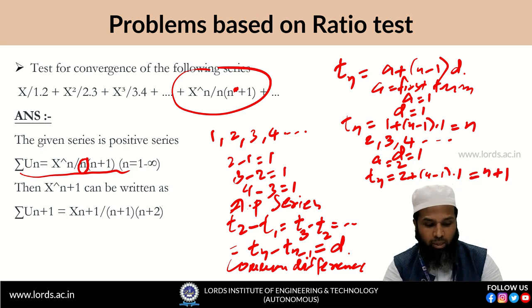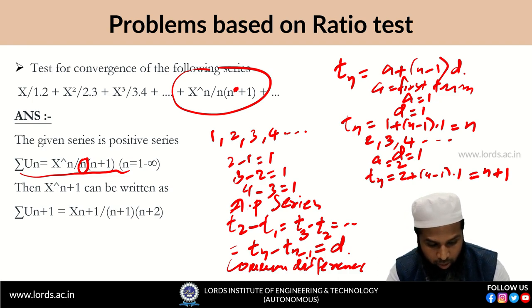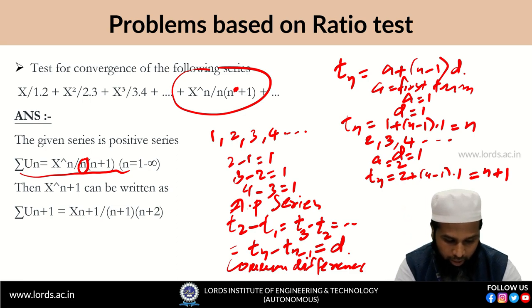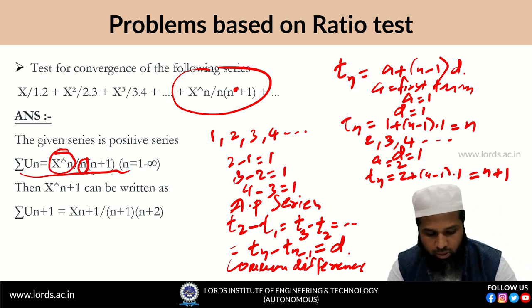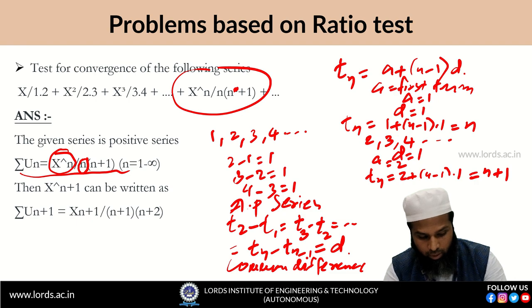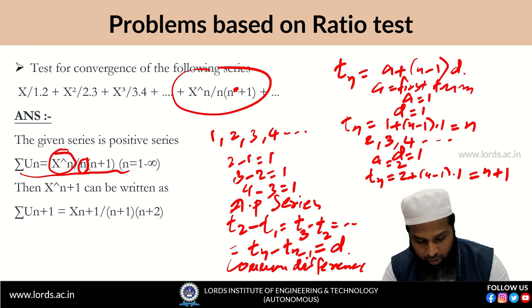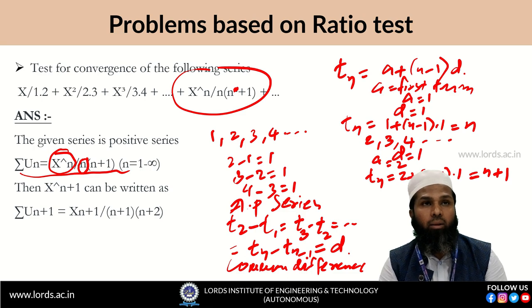So by seeing this behavior, x plus x by 1 into 2 plus x square by 2 into 3 and so on. What is the power of x? It is 1, 2, 3 and so on. We have just seen that the nth term is n, so we write this as x power n divided by n into n plus 1. This is the nth term of the series. Here the nth term is given. If it is not given, we have to apply this logic and write the nth term of the series, that is, the summation un.